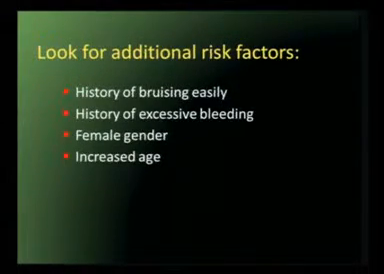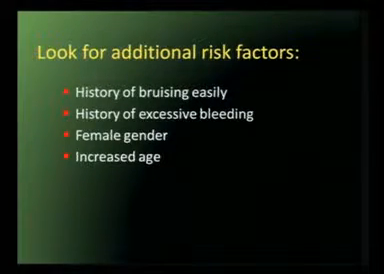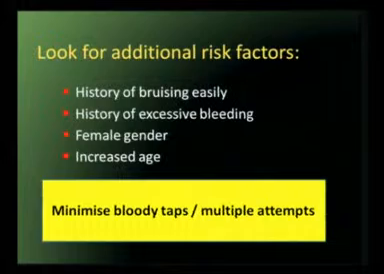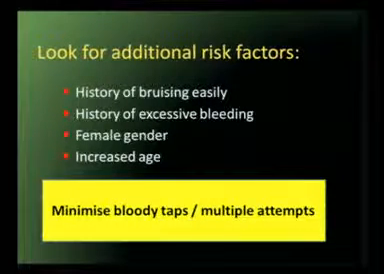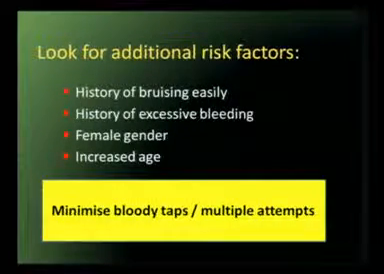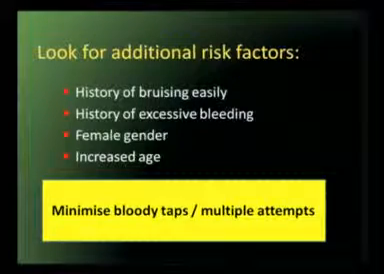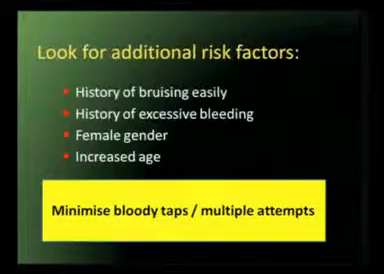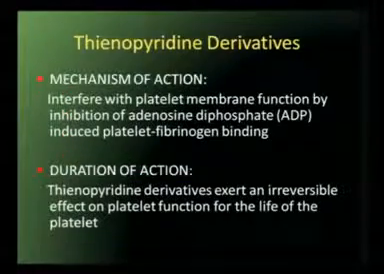So whenever you have a patient on one antiplatelet agent, it is always better to look for any concurrent medications the patient is receiving, and also you need to know any other additional history which points to a bleeding diathesis, like easy bruisability and excessive bleeding. Female gender and increasing age are also risk factors. As an anesthetist, the single most important thing we need to do is minimize bloody taps, minimize multiple attempts, and make your procedure as atraumatic as possible.